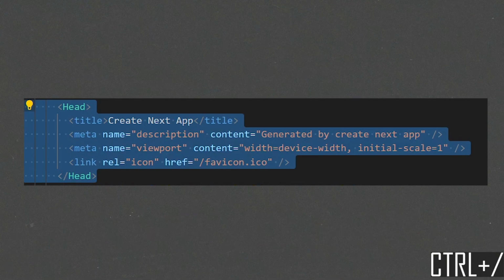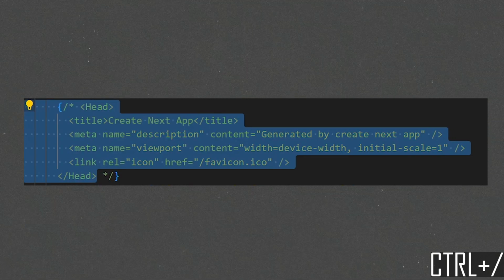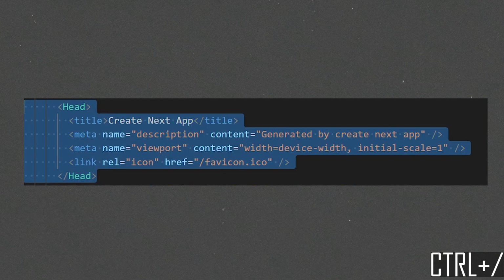Ctrl+/, commenting made easy. Comment and uncomment sections of code in a snap, as fast as light speed. It's kind of funny, to be honest.